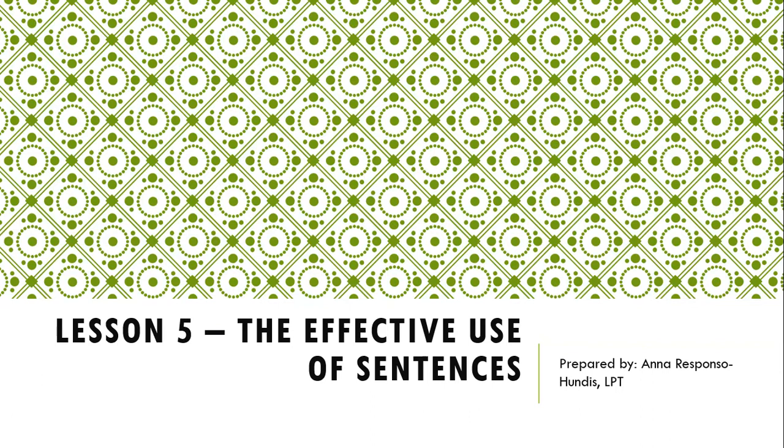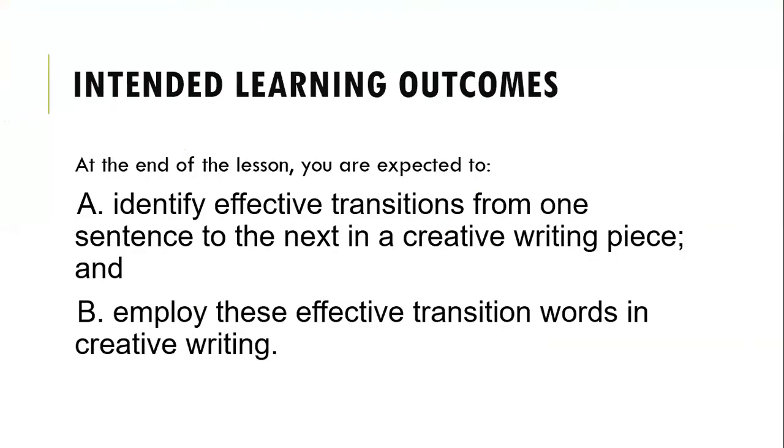Last week we have learned about the effective use of words. Now we are going to have lesson number 5, which is diction, the effective use of sentences. In this lesson, we are going to identify effective transitions from one sentence to the next in a creative writing piece and employ these effective transition words in creative writing.